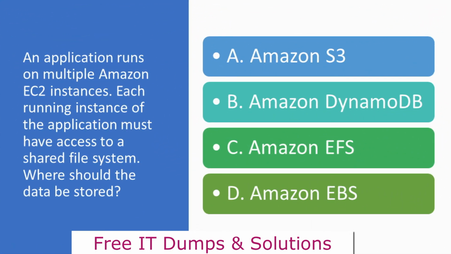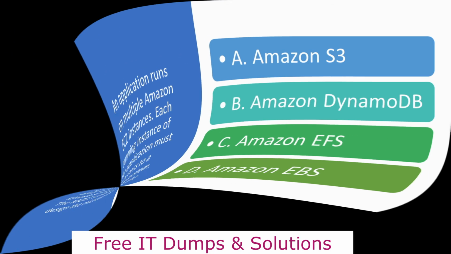An application runs on multiple Amazon EC2 instances. Each running instance of the application must have access to a shared file system. Where should the data be stored? Options we have: A. Amazon S3. B. Amazon DynamoDB. C. Amazon EFS. D. Amazon EBS. Correct answer for this question is option C. Because, when application instances need to access a shared file system, then we need to store data in Amazon EFS. Let's talk about next question.